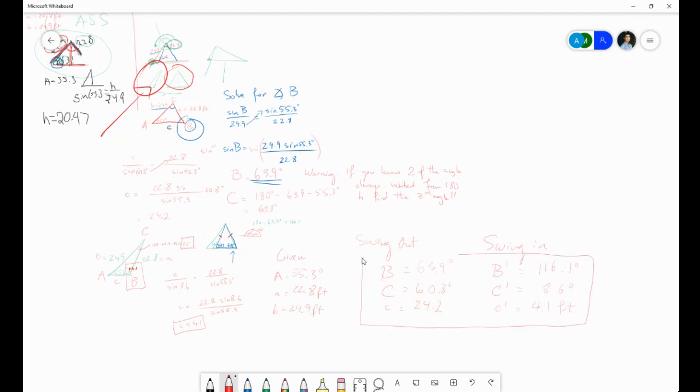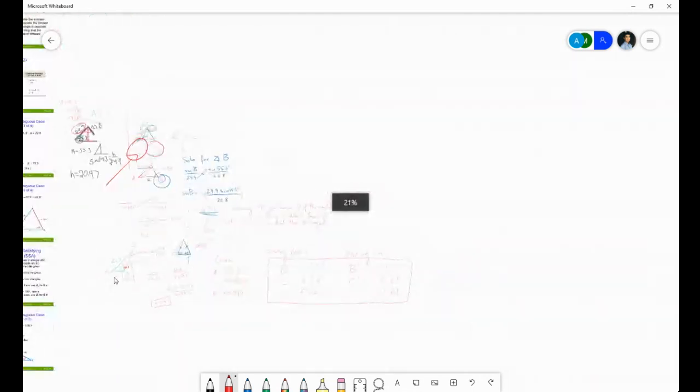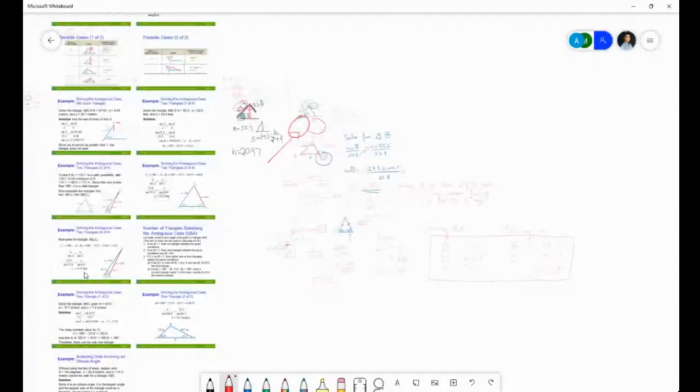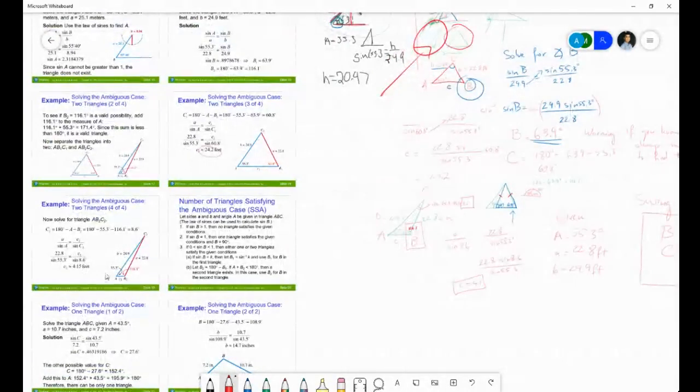So this is our solution here. Let's check if we did it right. We got 4.15 feet. Yep.